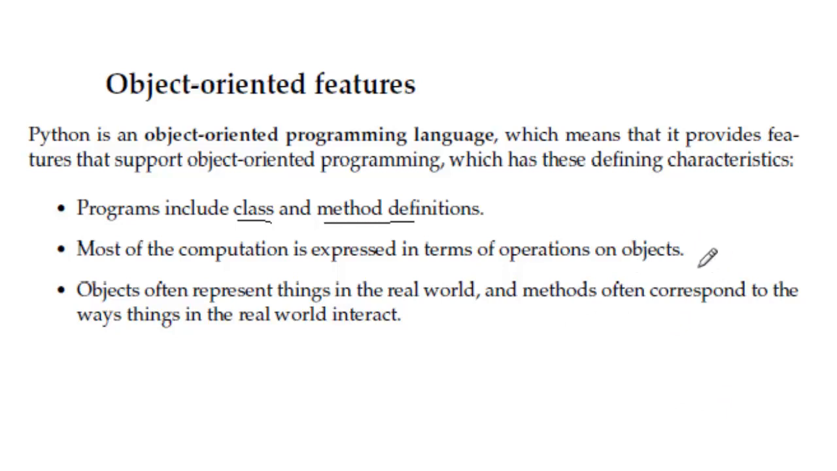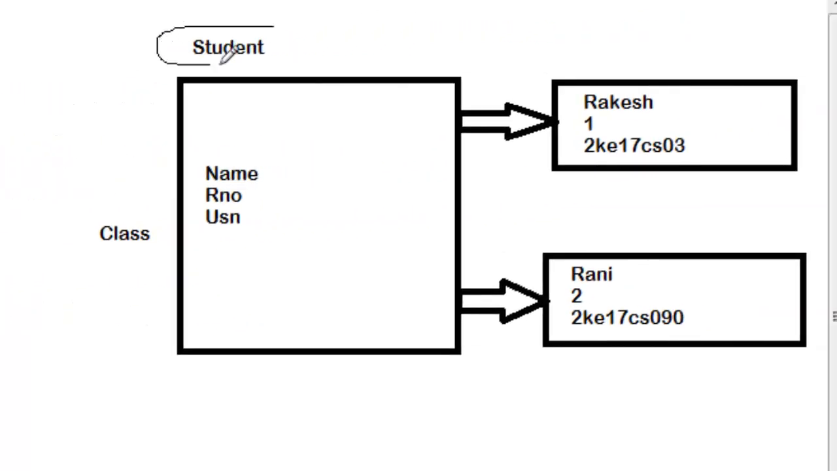These objects represent the things in the real world, and the methods often correspond to the way things in the real world interact. For example, class is a template and object is an implementation of this class. You can see here student is a class with attributes name, roll number and USN. This class is just a template. Implementation of this template corresponds to the object.